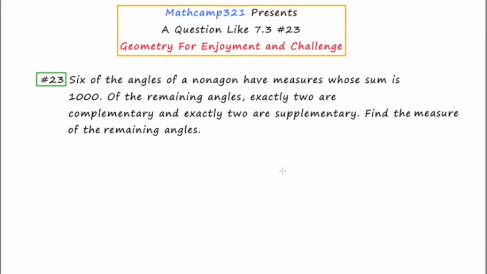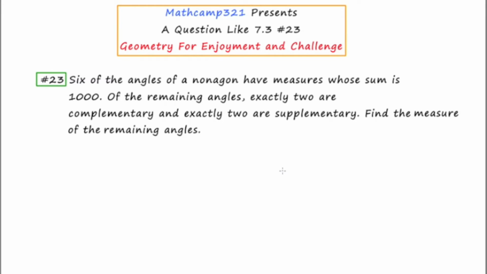Okay, this question states, 6 of the angles of a nonagon have measures whose sum is 1,000. Of the remaining angles, exactly 2 are complementary and exactly 2 are supplementary. Find the measure of the remaining angles. Okay, let's read this again. There's a lot of words here. Let's read it again from the beginning and really dissect it and try to draw some conclusions along the way.